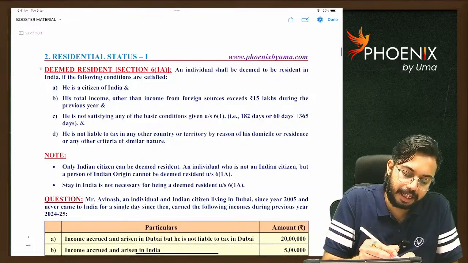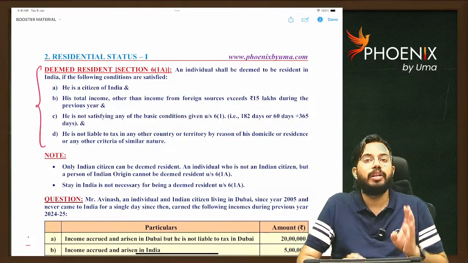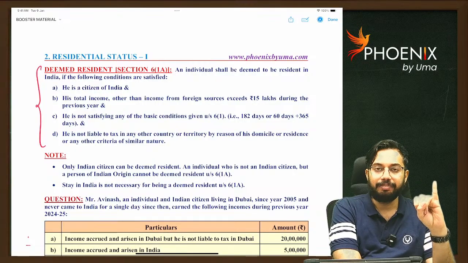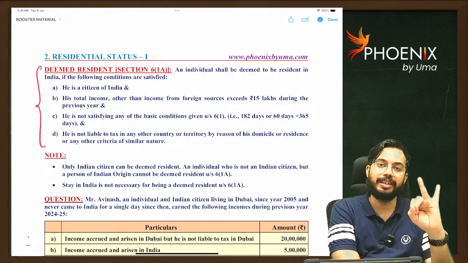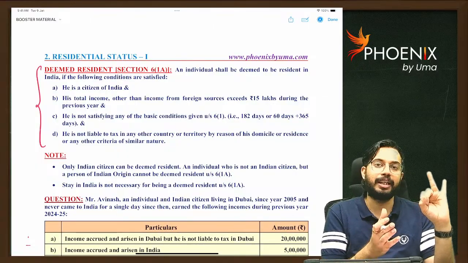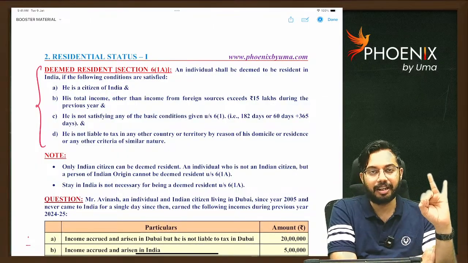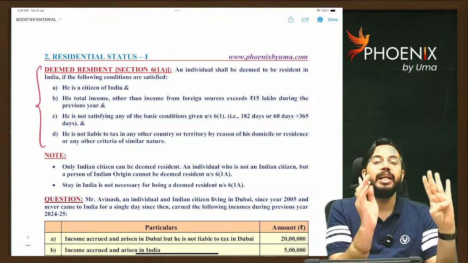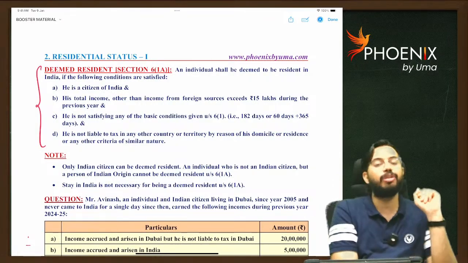Next, deemed resident. There are 4 conditions. Individual should be Indian citizen. He should not satisfy both basic conditions. Normally, if an individual does not satisfy both basic conditions, he becomes non-resident. Even though he is non-resident, if he satisfies 4 conditions, he becomes deemed resident. What are those 4 conditions?